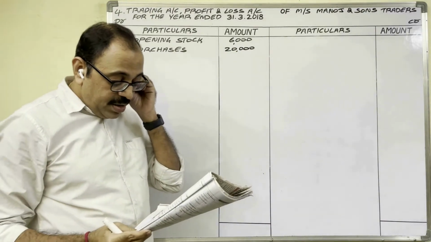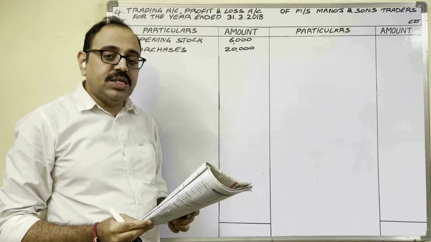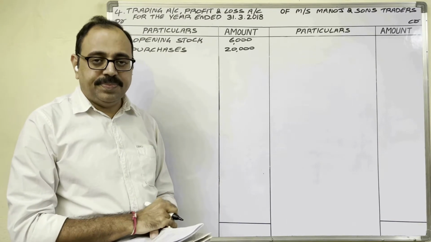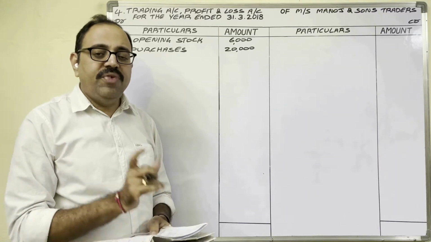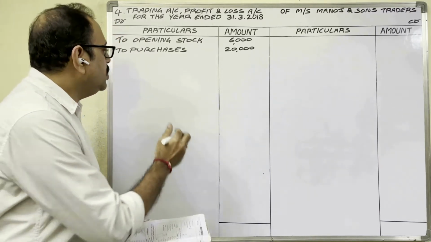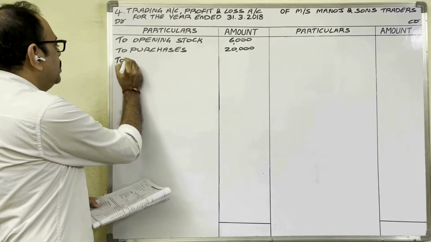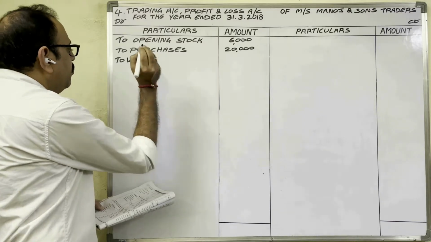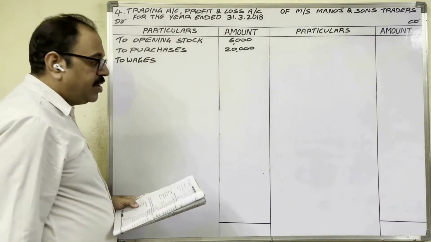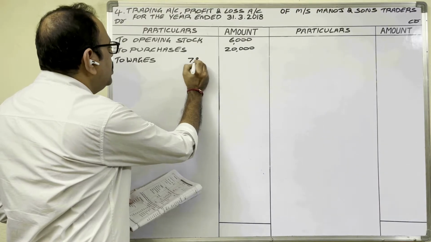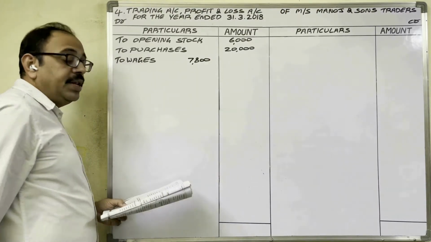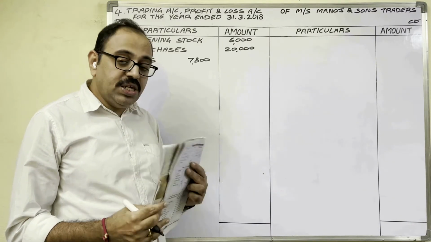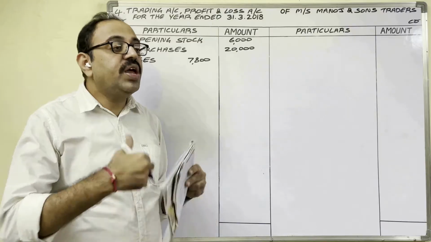Next, see the debit. Purchases, salaries, wages. Wages we pay to workers who work in the factory, who manufacture goods. So wage is a direct expenditure because it is a manufacturing related expenditure. We have to show that on the debit side of the trading account. Wages. Adjustment is given. Therefore, wages amount 7,800, write in the inner column. Adjustment number 6: outstanding wages 1,200. Outstanding means we have to pay.